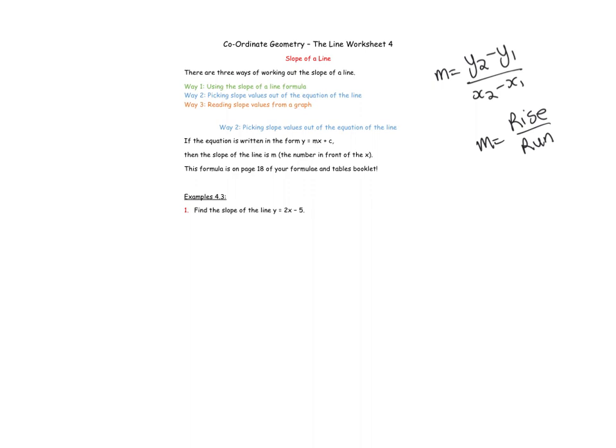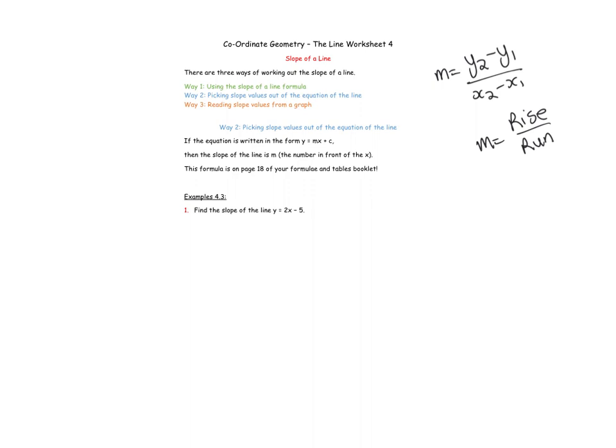So for the second way, we're picking slope values from the equation of the line. If the equation of the line is written in the form y is equal to mx plus c, the slope is the value in front of x, which we label as m. The formula for this can also be seen on page 18 of the Formula Tables booklet.